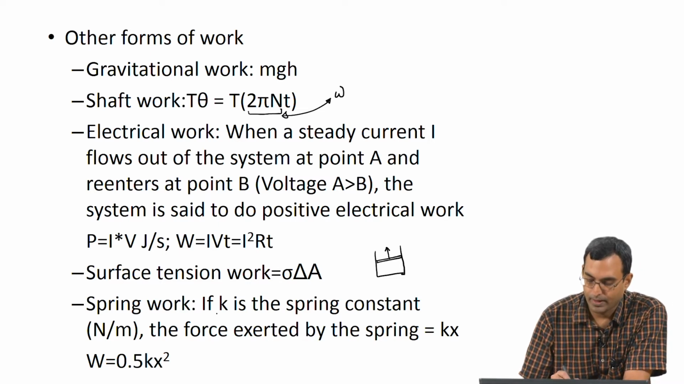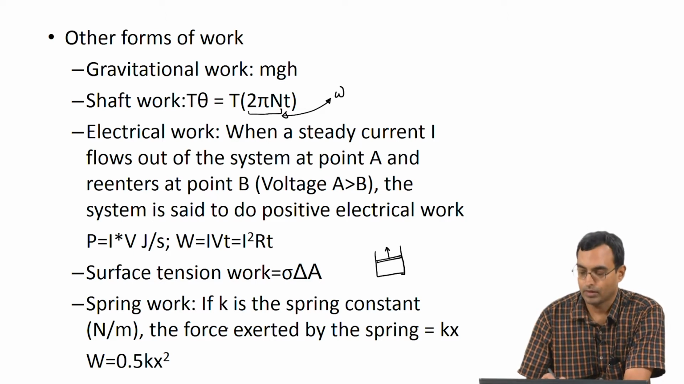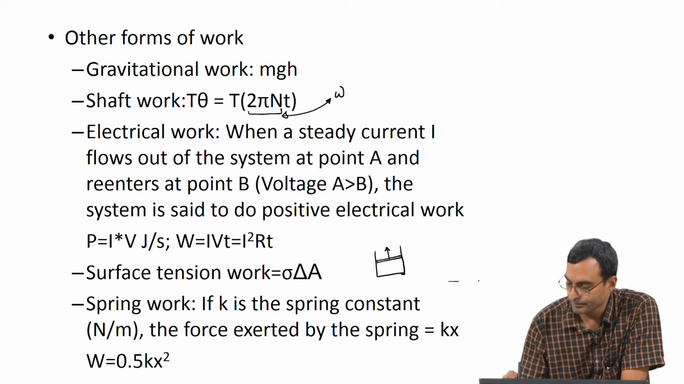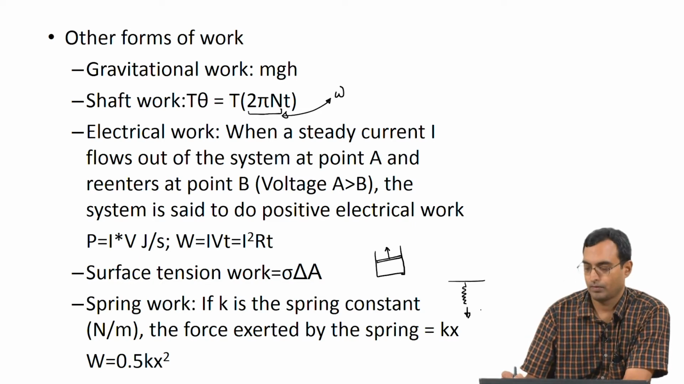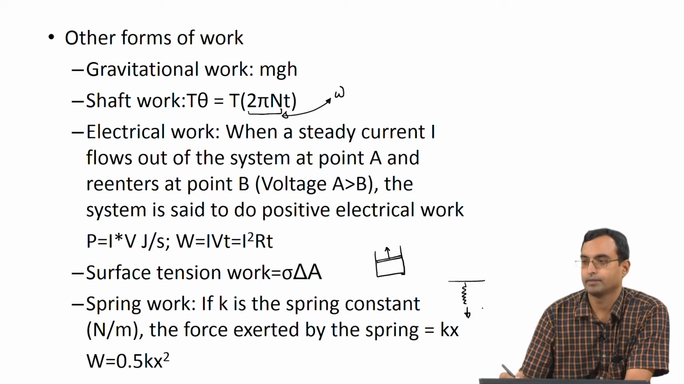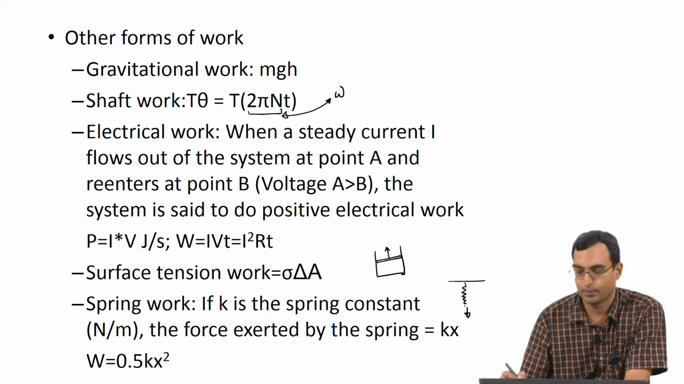Another example where we have a different kind of work is due to the stretching or contraction of a spring. Let us say we have a spring of this kind. So, if we now pull this spring, we are doing work on this spring. So, the work interaction for the spring would be negative.